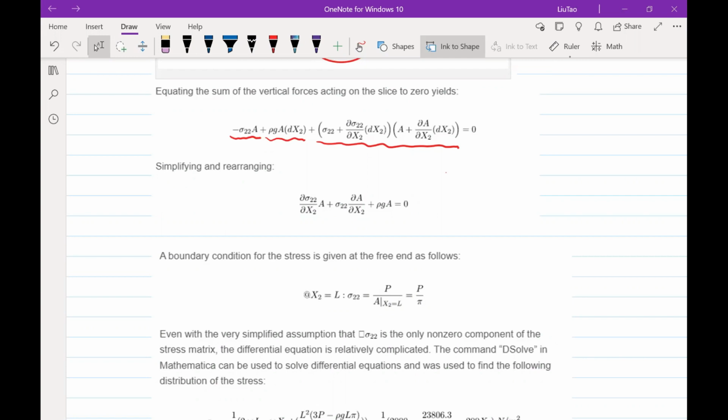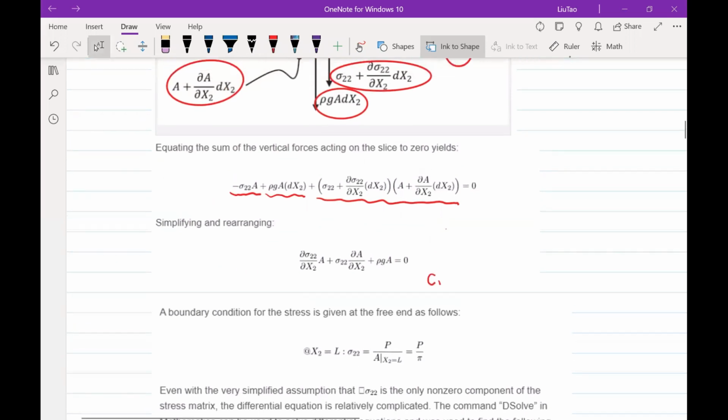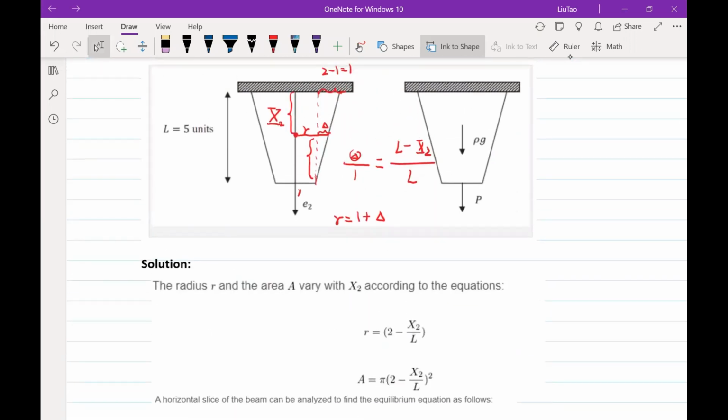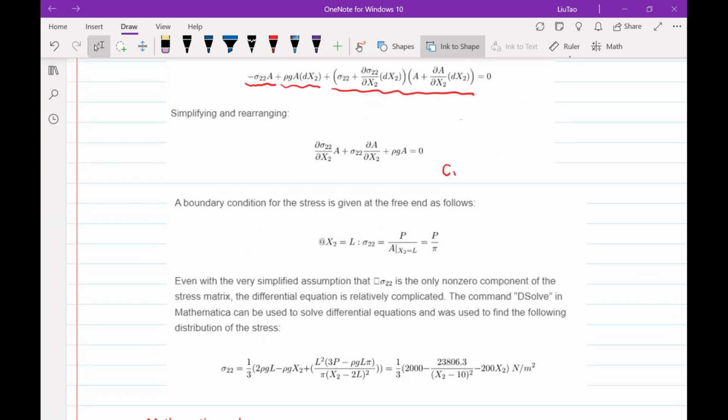We know that in order to solve this differential equation, after integration, we need to introduce one constant, C1. So in order to find C1, we need one boundary condition for this differential equation. If we take a look at the question again, we notice that when x2 is equal to L, sigma here is equal to P over the cross-section area. So when x2 is equal to L, sigma 22 is equal to P over pi.